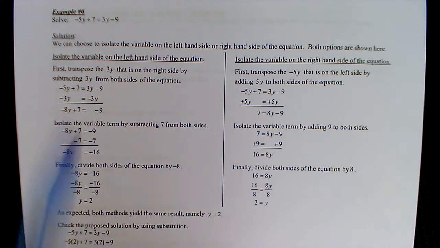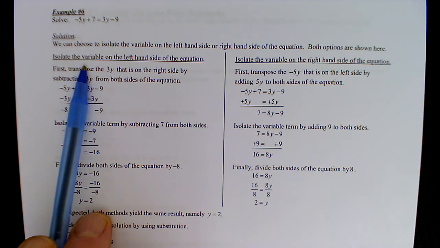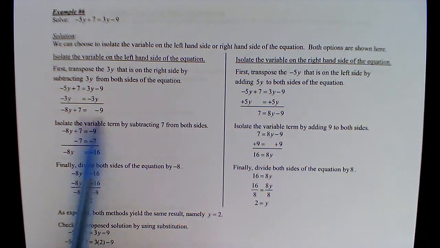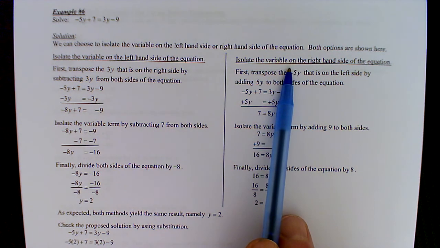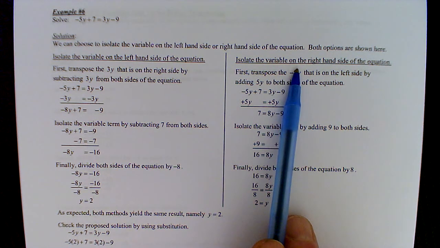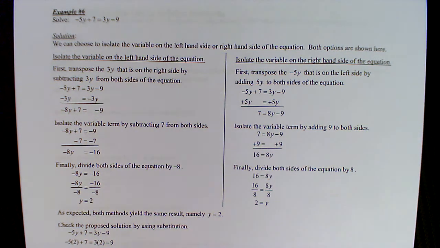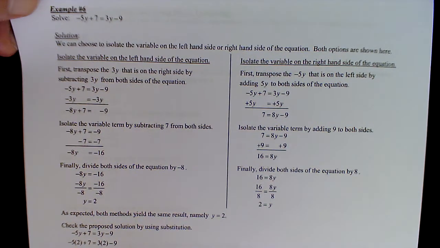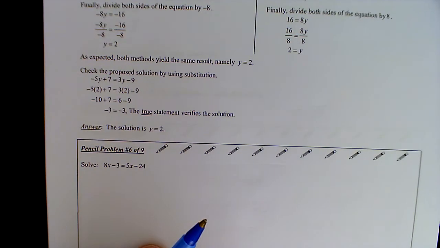And so this method showed isolating the variable on the left, where we first subtracted 3y, and then notice we had a problem just like the last example from there. And this method here showed bringing the variable to the right. Now, I know most students are comfortable bringing the variable to the left, but the reason why we sometimes bring the variable to the right-hand side is to ensure that the coefficient will be positive.